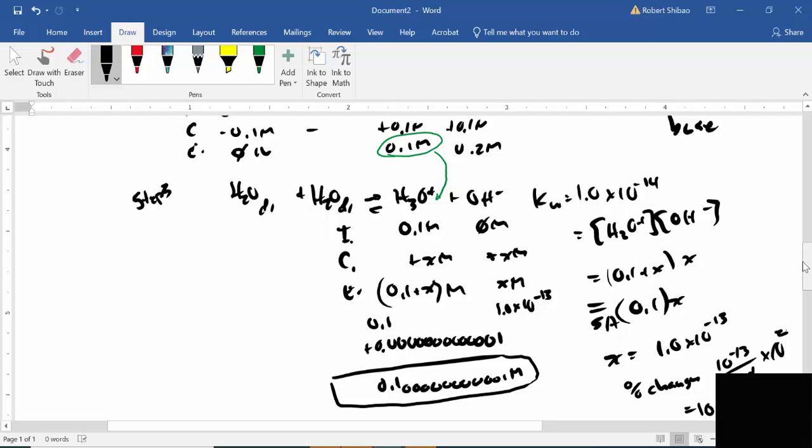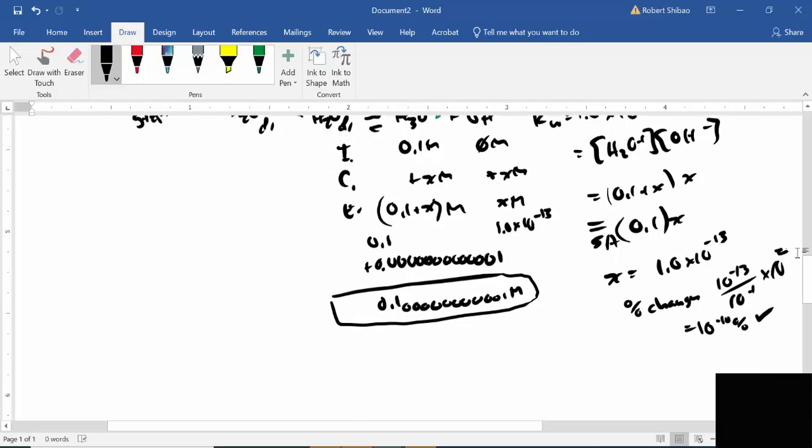Okay, so 10 to the minus 1 times 10 to the minus 13 is going to give me 10 to the minus 14. So the K checks out. So K is equal to 1.0000 times 10 to the minus 14. And so that checks out.